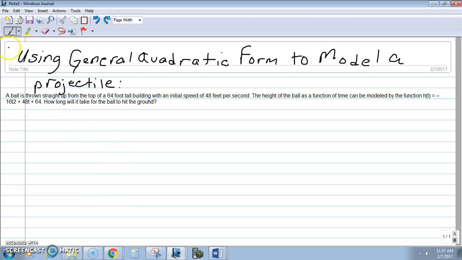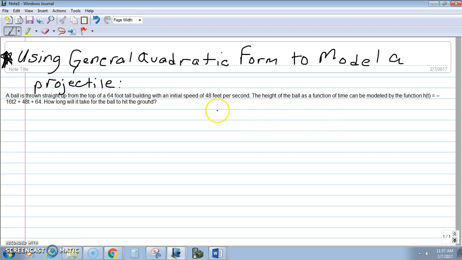Right, you guys go ahead and pause this, put the title in your table of contents, and make sure you're all set up to take your notes: using general quadratic form to model a projectile. And on this assignment in Schoology, there should also be a link with all of these questions on there.